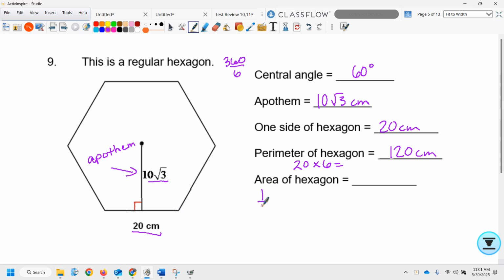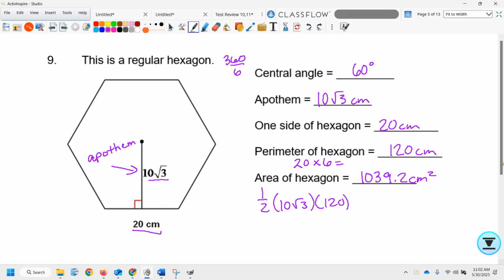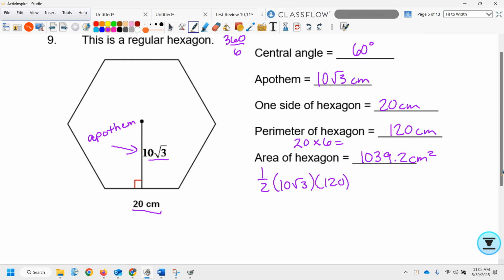1/2 apothem times perimeter. Now I would want you to be very careful about this. When you plug in 10 root 3, make sure you close it off. So 1/2 times 10 root 3, close it off, times 120, and I get 1,039.2 centimeters squared. All right, that's it for that one.